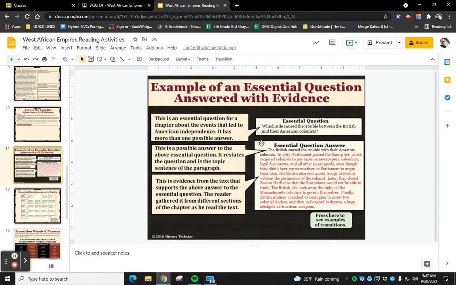This was also just the next slide, so you could have hit the down arrow. So here's an example. All right, so the essential question for this example was, which side caused the trouble between the British and their American colonists? All right, so here's the essential question. It has more than one possible answer.